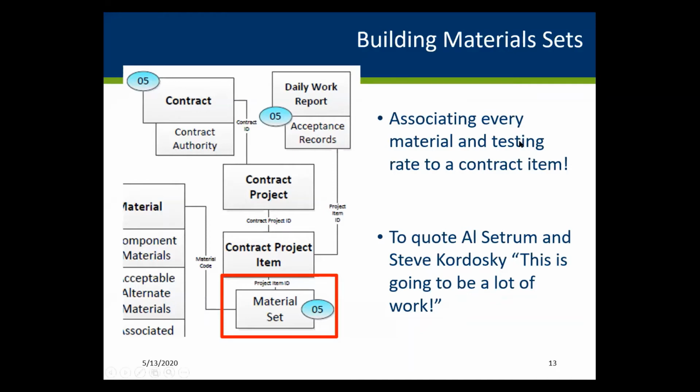I did not list that. But if you think about all the items and the pay items, all of those are going to need to be built out and have material sets assigned to them, acceptance actions, relationships. To quote Al Setchram and Steve Kordosky early on, this is going to be a lot of work. And we're not there yet, but this is where one of the things is going to be critical when we start to bring a few more volunteers in from construction who are going to be able to help us build all of this stuff to make AASHTO function as we want it to function.